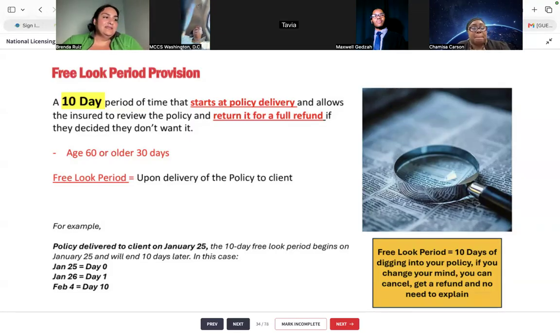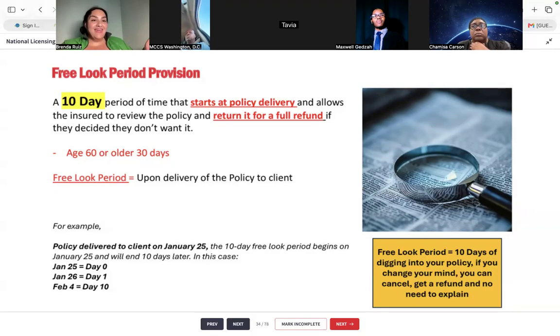Okay. So let's say that the client just got their policy delivered, right? You're an agent, you just delivered that client's policy to them. Now they have a free trial period where they can say, hey, I want to think about whether or not I want to keep this policy. And during that free trial, they can decide, I want to return it. I don't want it. They can cancel it and get their money back. Any money that they paid, they can get back if they change their mind.